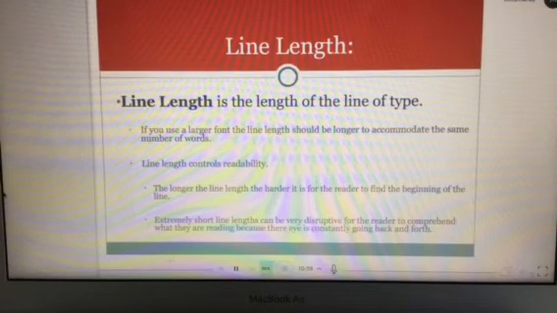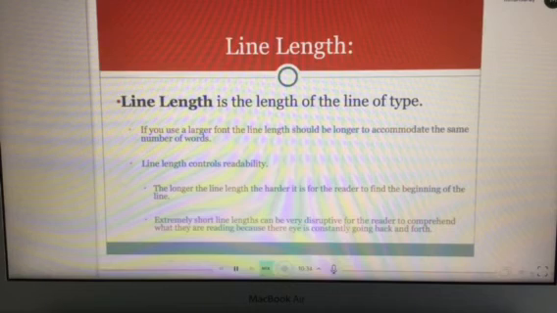Line length is the length of the line of type. If you use a larger font, the line length should be longer to accommodate the same number of words. Line length controls readability. The longer the line length, the harder it is for the reader to find the beginning of the line. Extremely short line lengths can be very disruptive for the reader to comprehend what they are reading because their eye is constantly going back and forth.